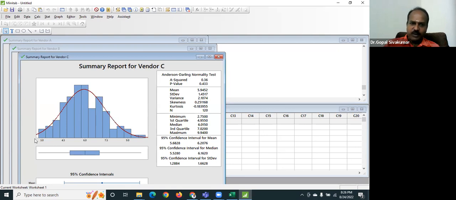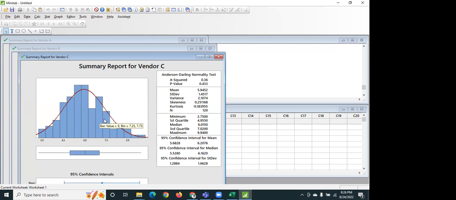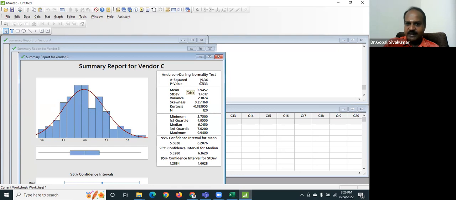If you have a problem understanding whether the data is normal or not using the histogram and your eye, you go for hypothesis testing with the P-value. One of the hypothesis tests is already carried out here: the Anderson-Darling normality test. Can you all see the Anderson-Darling normality test?